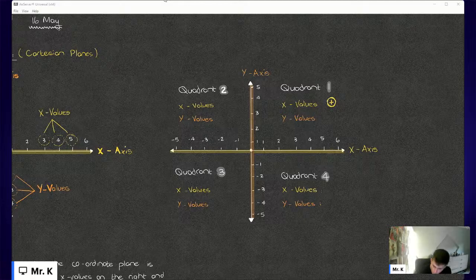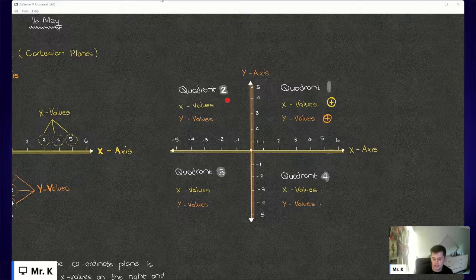What about our y values? If we're sitting in this block, here's all of our y values on the orange y axis. All of these values are positive too, right? So in quadrant number 1, a really important characteristic that we need to remember is that our x values are positive and our y values are positive. And believe it or not, guys, this changes as we move from quadrant to quadrant.